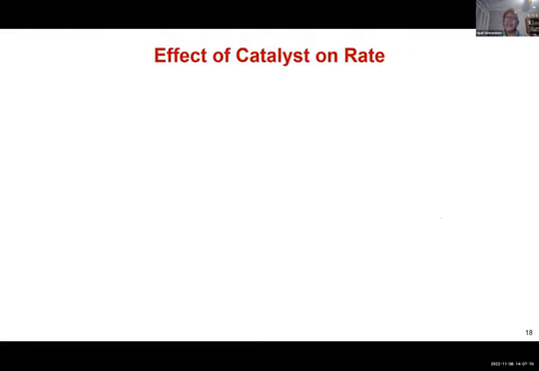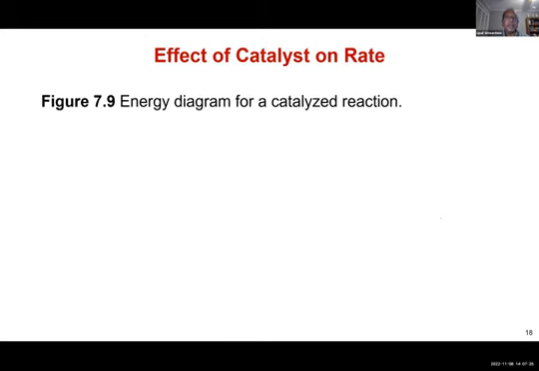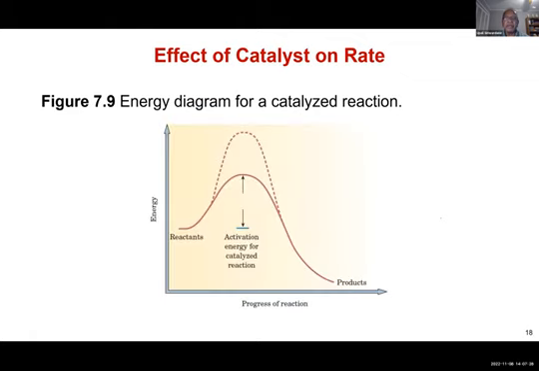The effect of the catalyst on rate. Catalysts are defined as substances that increase the rate of a reaction without being consumed. They don't participate in the reaction. They only provide a surface or substrate. Energy diagram of catalyzed reaction. If you look at this diagram, this is the uncatalyzed reaction, and uncatalyzed means no catalyst. Activation energy is higher. This is for the catalyzed reaction. Therefore, activation energy is lower.